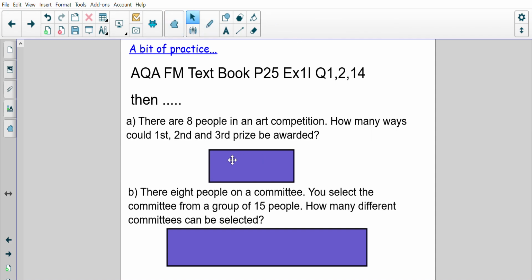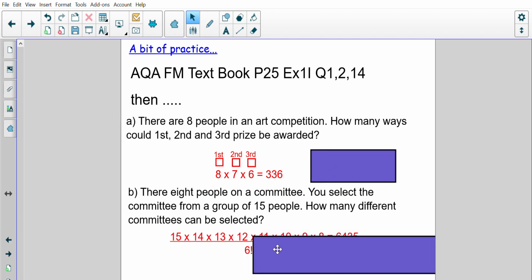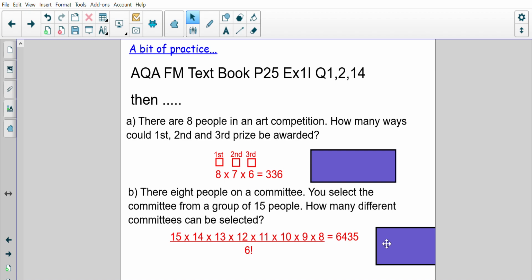So answer to A, we should have 336, and answer to B, 6,435.